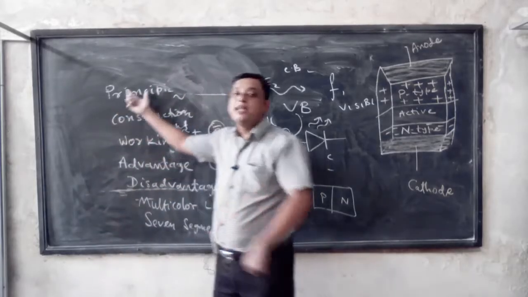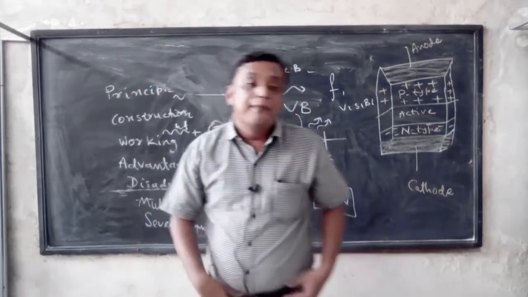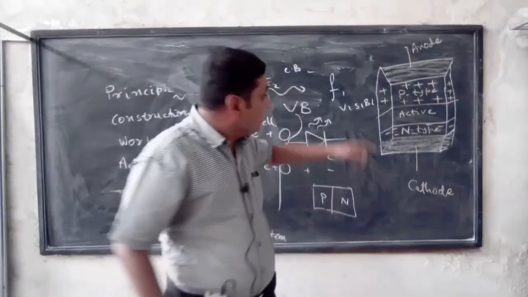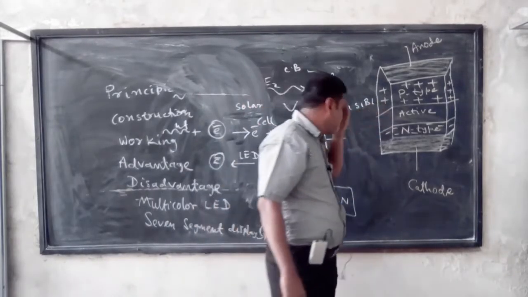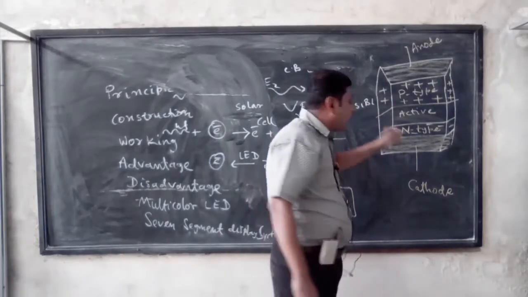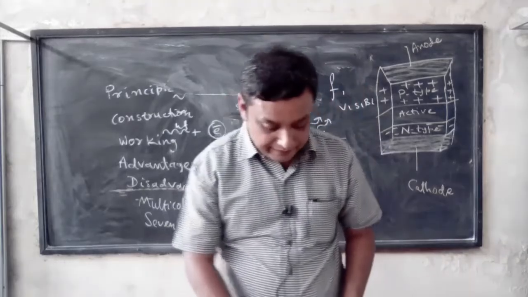After completing the basic principle, we are going to start construction and how LED is being constructed. So this is the basic schematic diagram of the LED. Actually, first we should know how a PN junction diode is made.